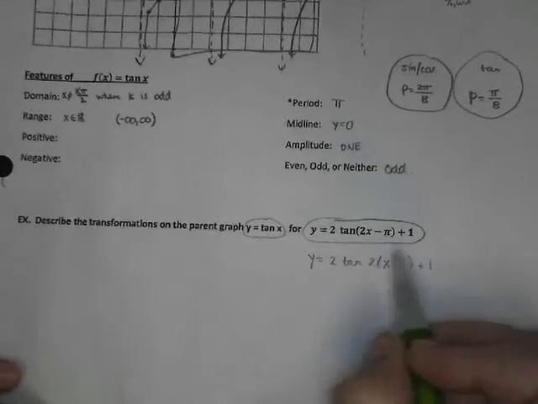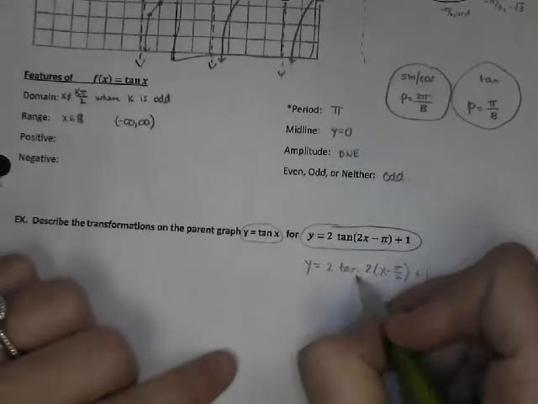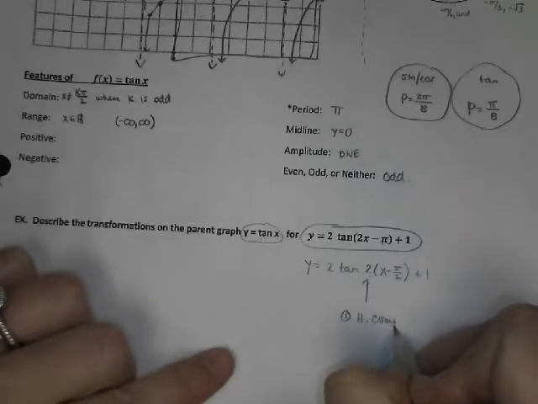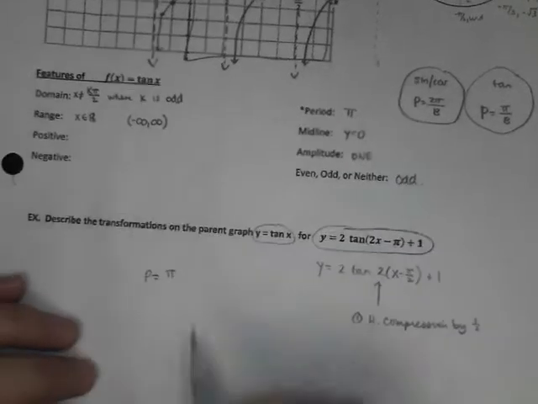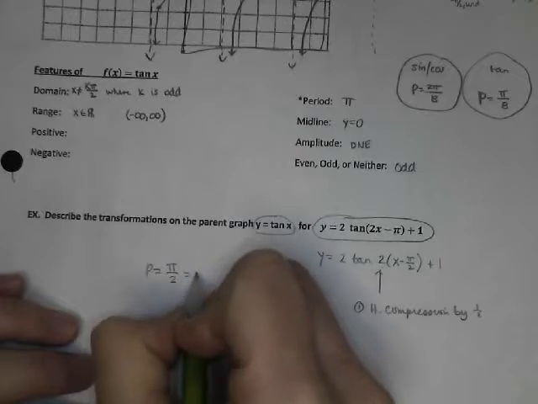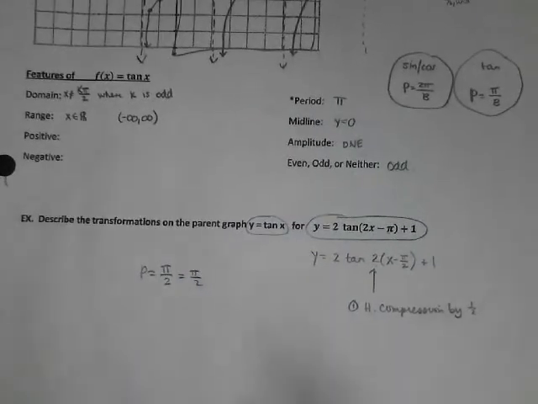Okay? So let's start with horizontal, inside out. This is number 1. That's a horizontal compression by a half. So our period, which used to be pi, is being divided by 2. So our period is now pi over 2. So it's been shrunk, and that reflects the horizontal compression.